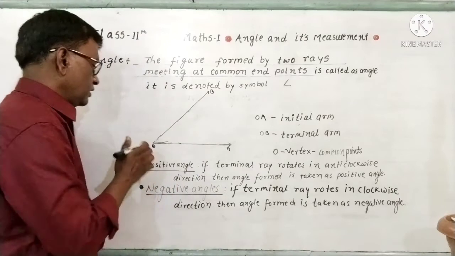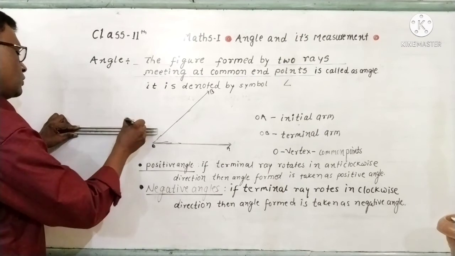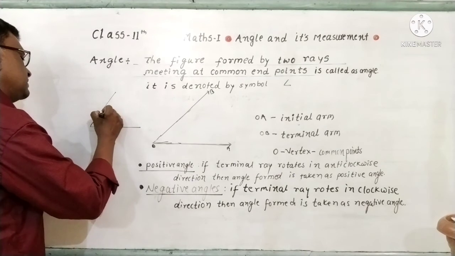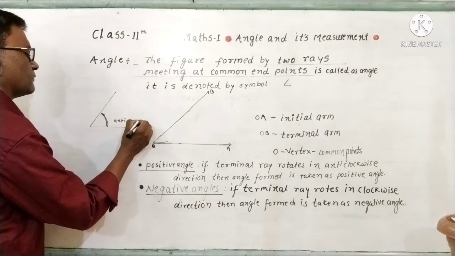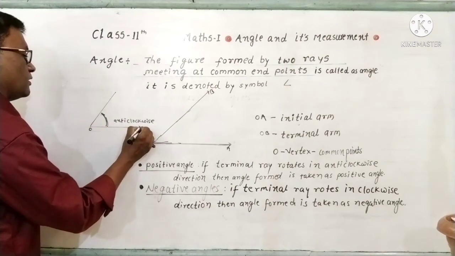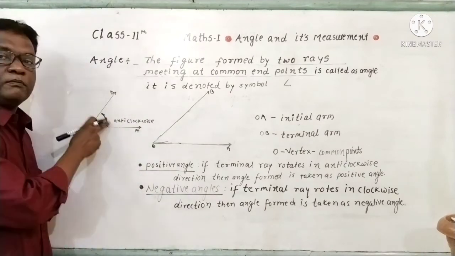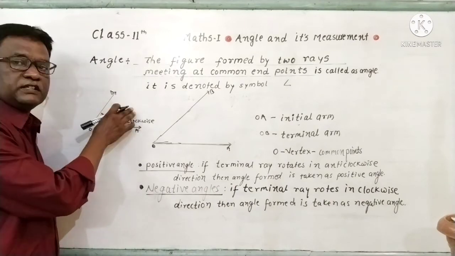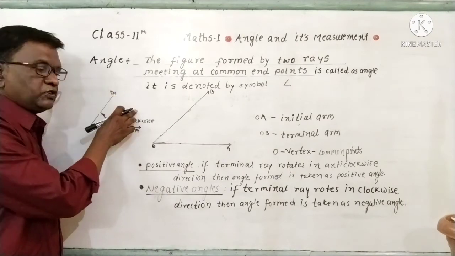Now if this terminal ray rotates in this direction, that is anti-clockwise. If this ray rotates in the anti-clockwise direction, then the angle formed is taken as a positive angle. This angle is known as a directed angle, and it is a positive angle.